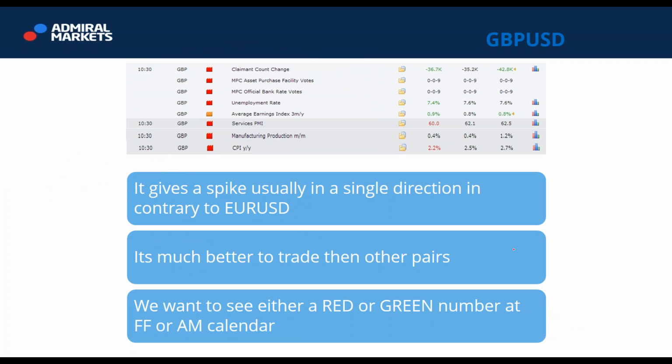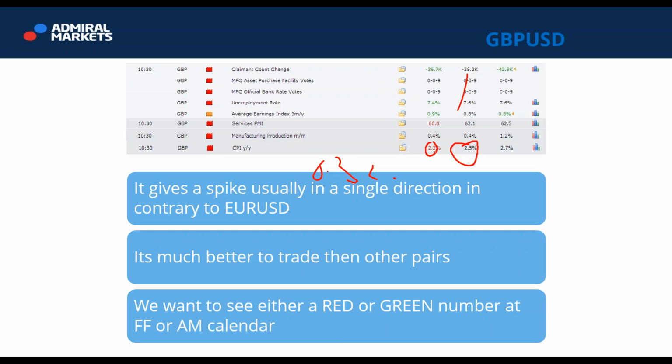I personally use Almira Markets or Forex Factory Calendar. These are examples from Forex Factory Calendar. But guys, it's very simple. Simply said, we want to see either a red or green number at Forex Factory or Almira Calendar. This is prediction. This is current release. So if the current release is higher or lower than predicted with some deviation of, let's say, 0.3 for CPI, or let's say some 2-3% for other news related possible trades, you can actually trade the news.